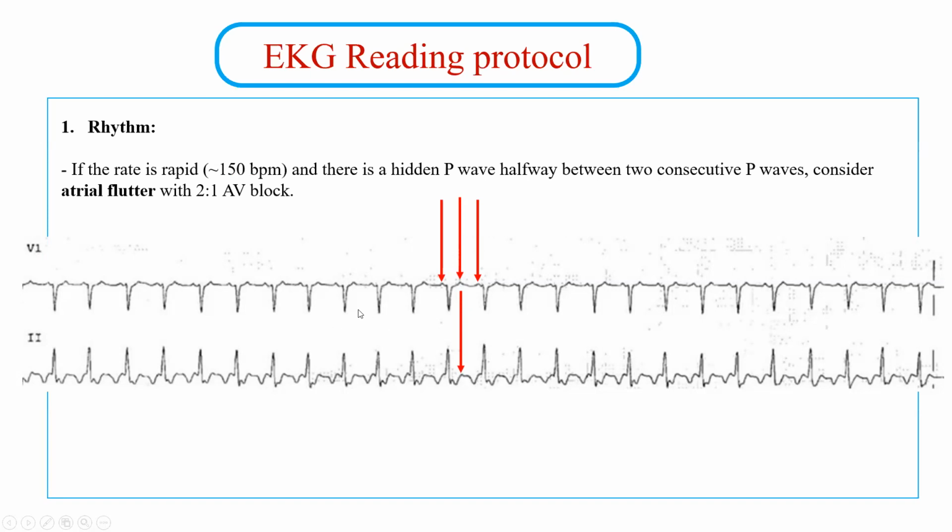And because the heart rate is really high, it's almost like 150 here, because there are only 2 large squares between the RR interval. So the heart rate is around 150. So we have to consider atrial flutter in this EKG. Okay, so this is for the rhythm.